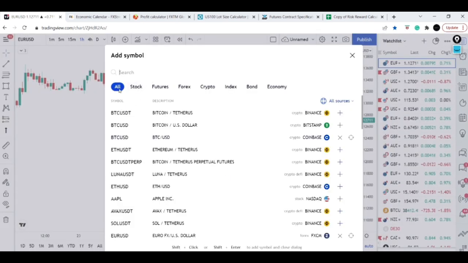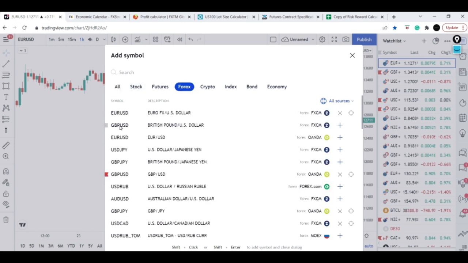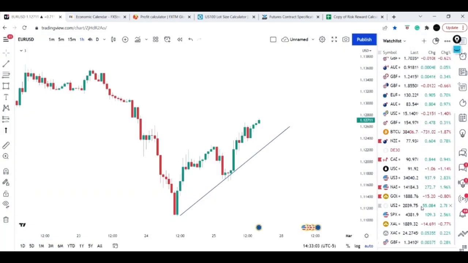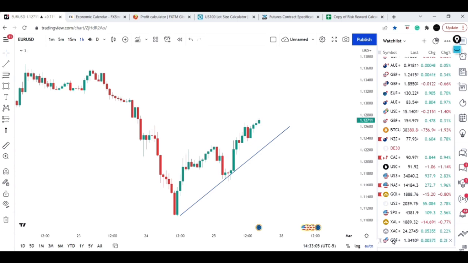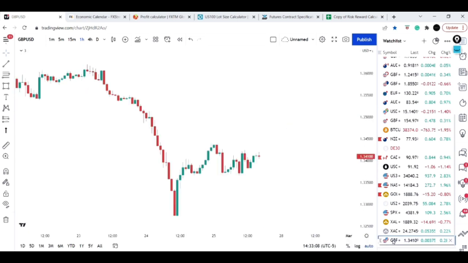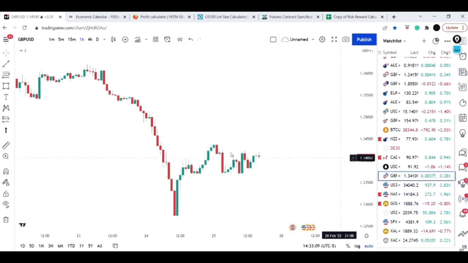So let's say that you're looking for stocks, futures, forex. Let's click on forex. Let's say you look for the British pound. You click this and you hit add. You see it right here? It's going to be on your watch list. It usually goes all the way to the bottom, and if you want to move it up, you click on it and drag it. So that's pretty much it when it comes to the basics of the TradingView chart and the MT4. Now let's talk about where to go to find your news.